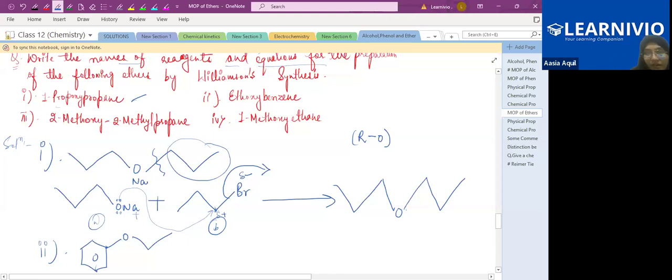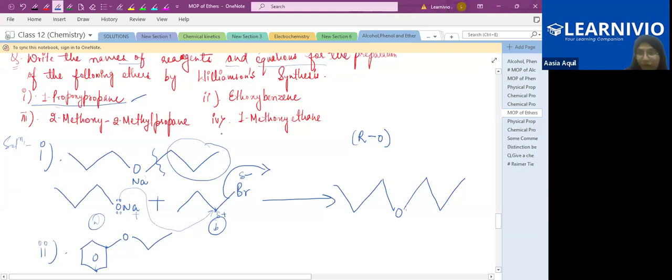Now you can check. Yes, this is 1-propoxypropane, so it's correct. It's the required product. That's how you have to do it in your exam. If they ask you to write the names of the reagents, they will give you the product. You have to break the bond, and to the oxygen side you have to attach the sodium. Basically you make the sodium alkoxide plus the alkyl halide. The remaining fragment you have to attach to any halogen group.